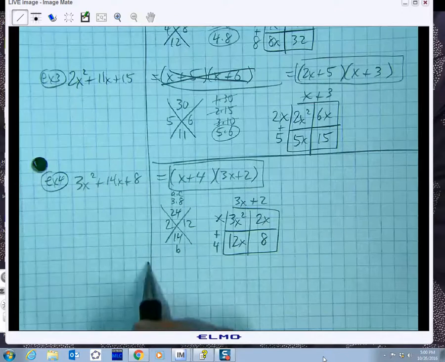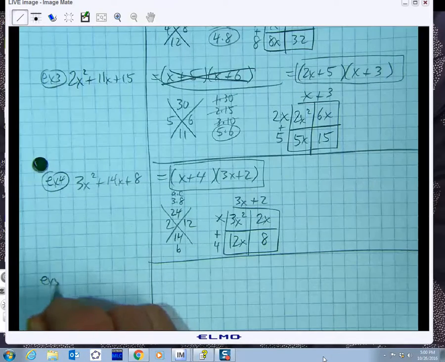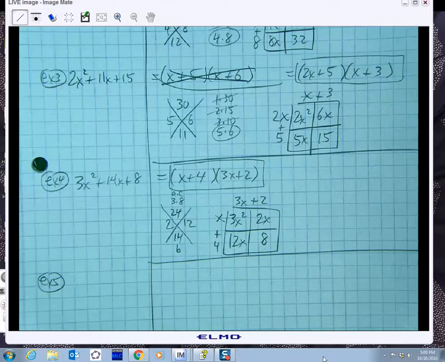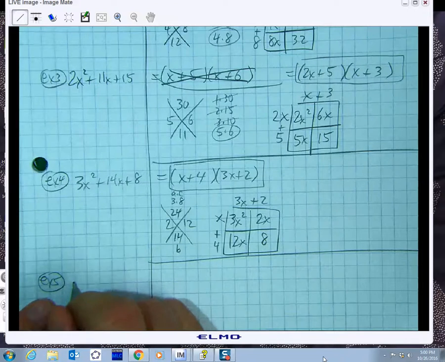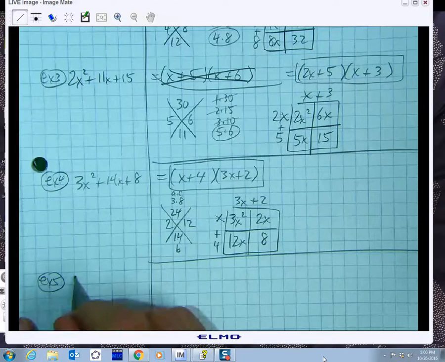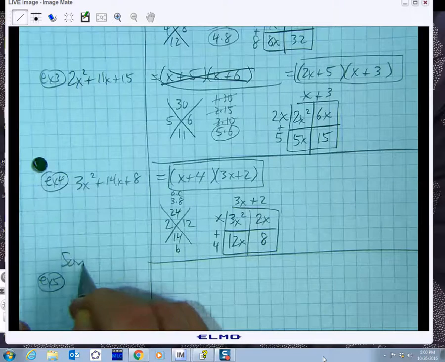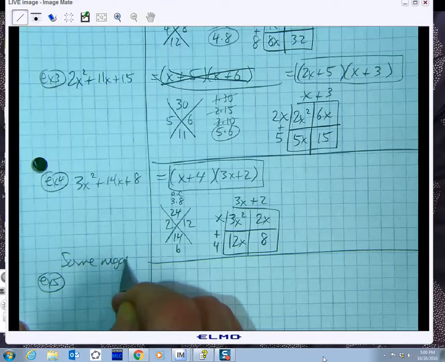All right. Let's switch it up. Well, not switch it up. Let's do, actually, yeah, let's switch it up now with some negatives. Make a little note here. Now some negatives.